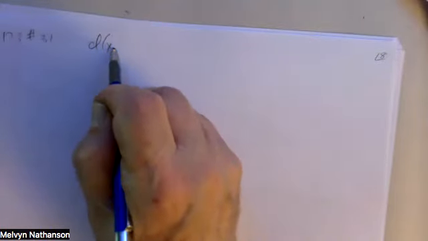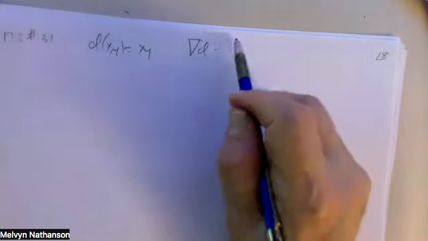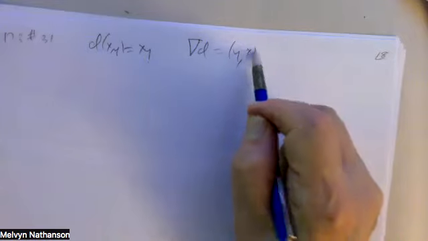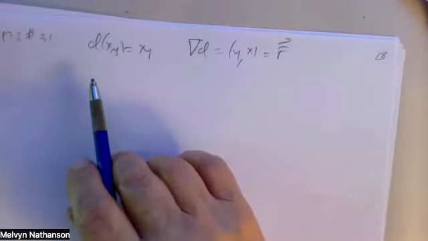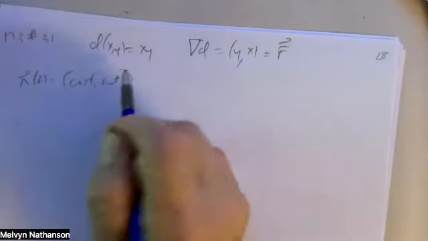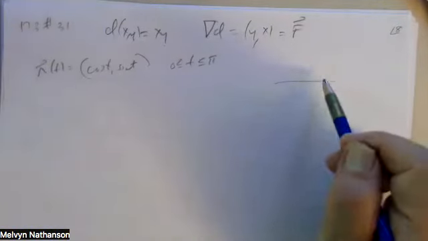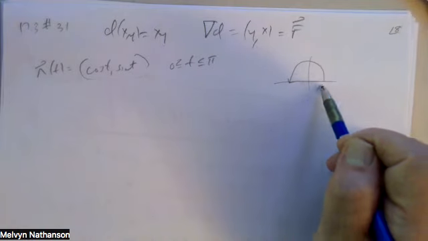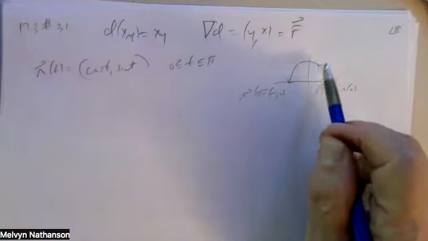Suppose I take the function, this is in section 17.3, number 31. If I take the function phi of x y equal x times y, the gradient of phi: if I differentiate this with respect to x, I get y. If I differentiate this with respect to y, I get x. So my conservative vector field F is y comma x, and the potential function is xy. Suppose I take the curve r of t, which is cosine t, sine t, with t going from 0 to pi. So you need to be able to graph this. This is just a semicircle, half of the unit circle, going from 1, 0, which is r of 0, to minus 1, 0, which is r of pi. So that's my curve C.